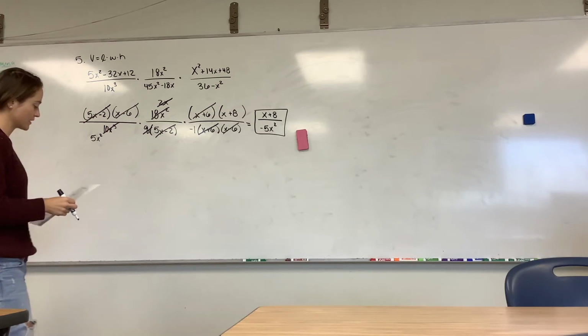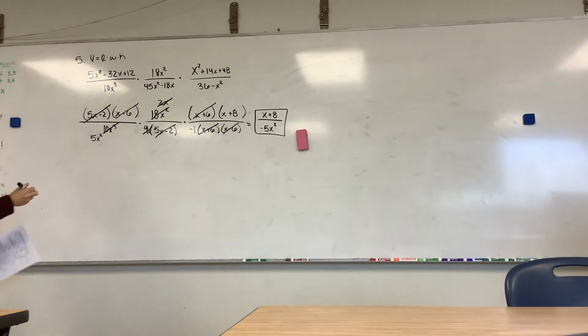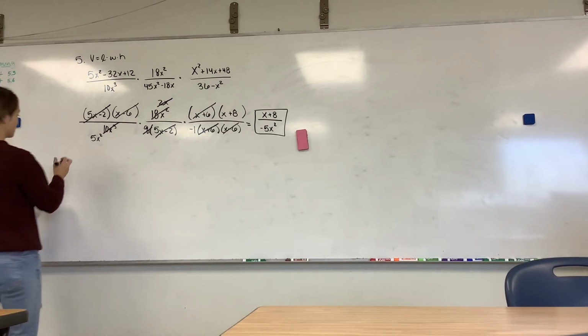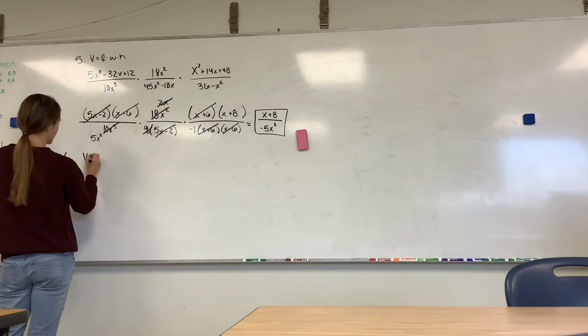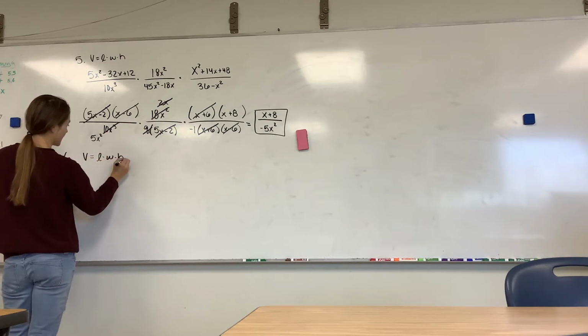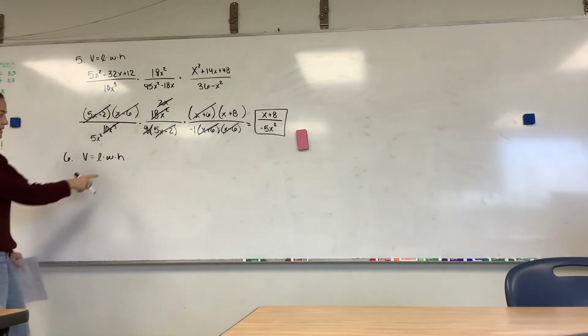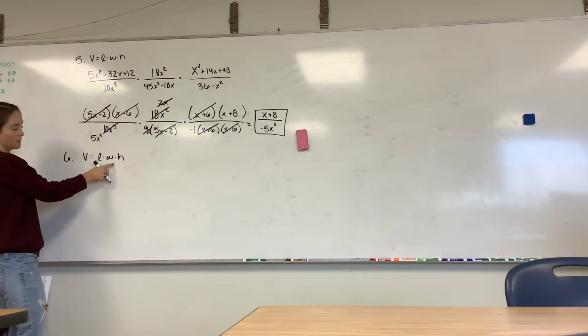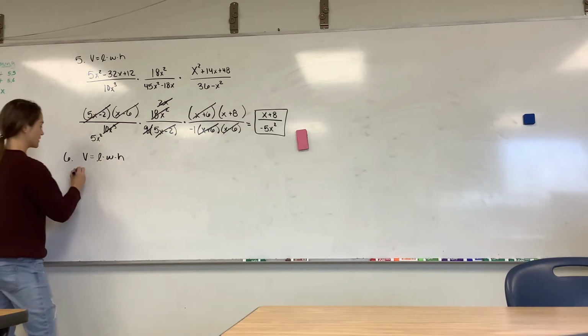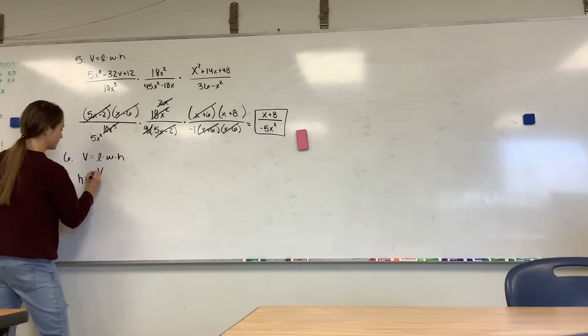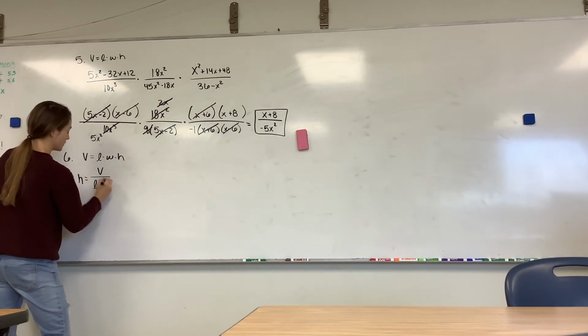Okay, for number 6, I'm asking you how to find the volume, find the height if you're given the volume. So for 6, we know that volume is equal length times width times height. And I'm asking you to find height. You need to divide both sides by an L and W to solve for H. So we get that height is equal to volume divided by length times width.